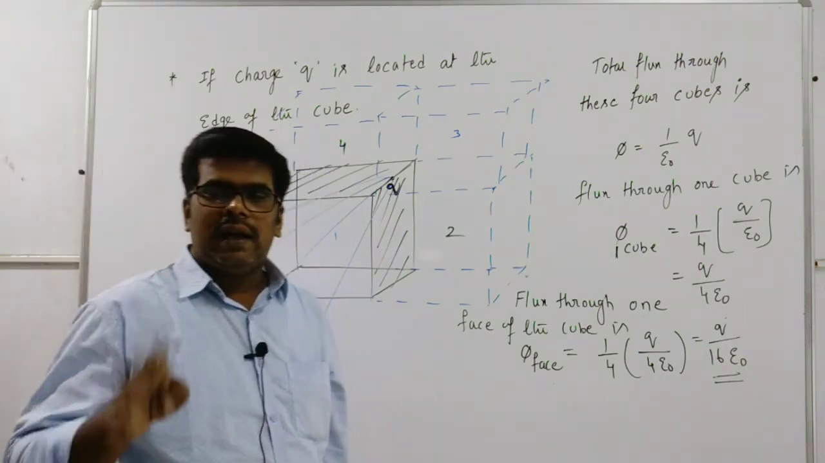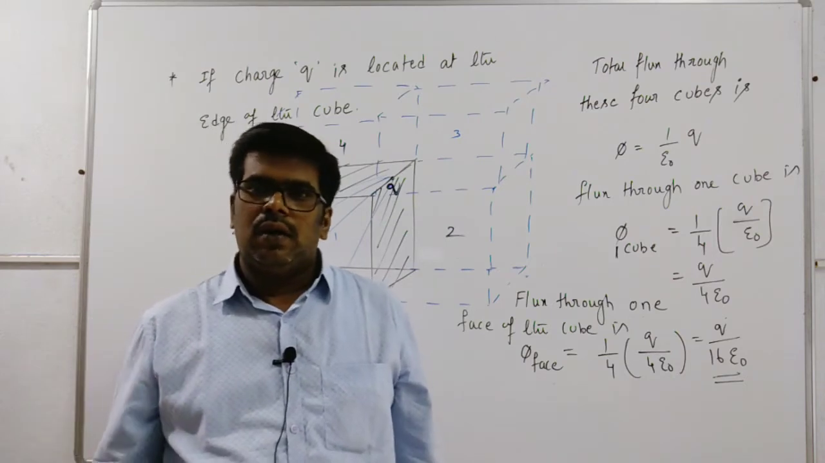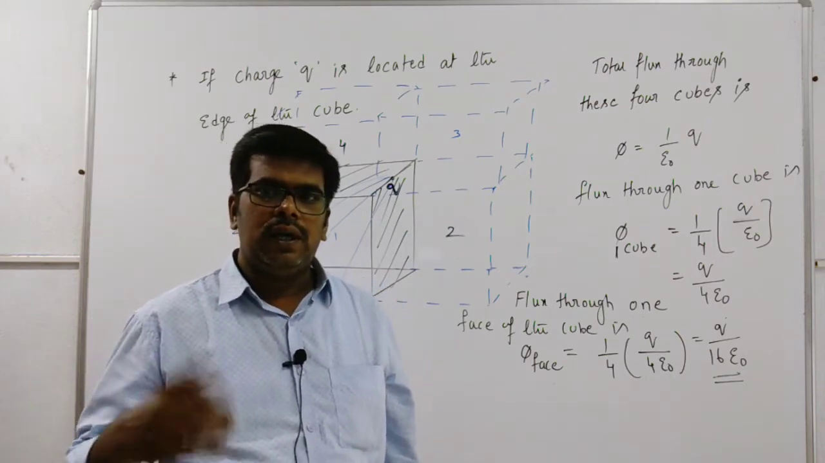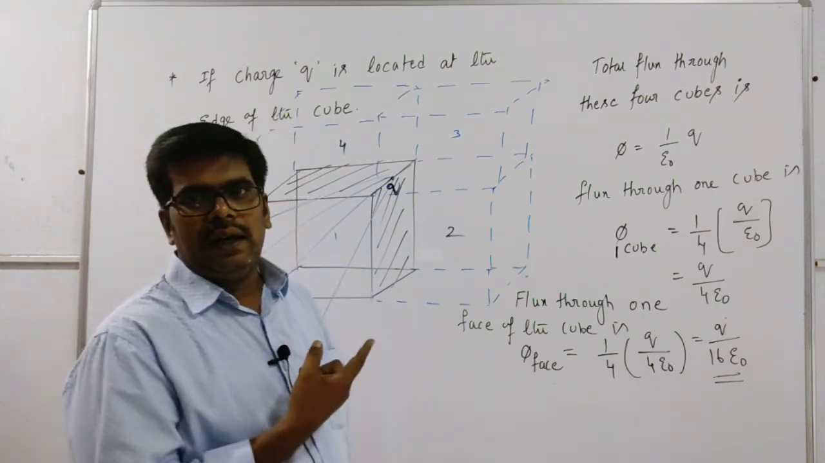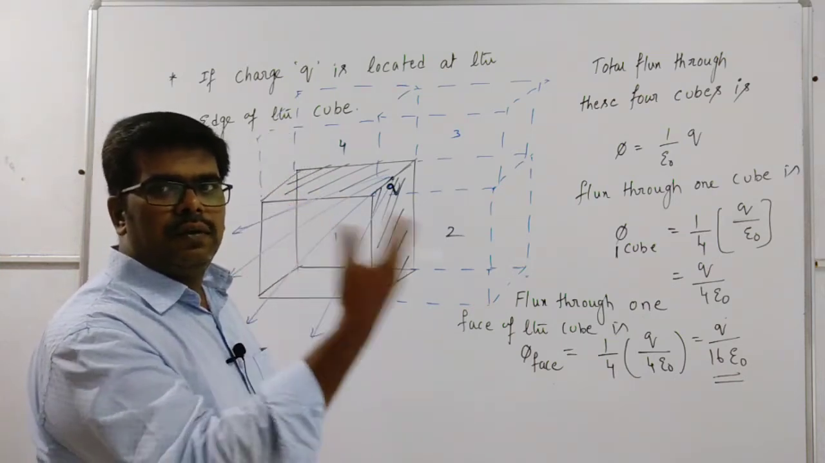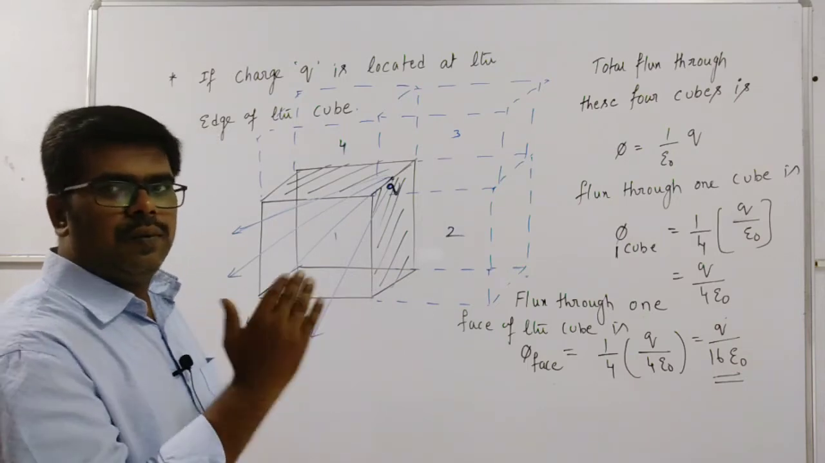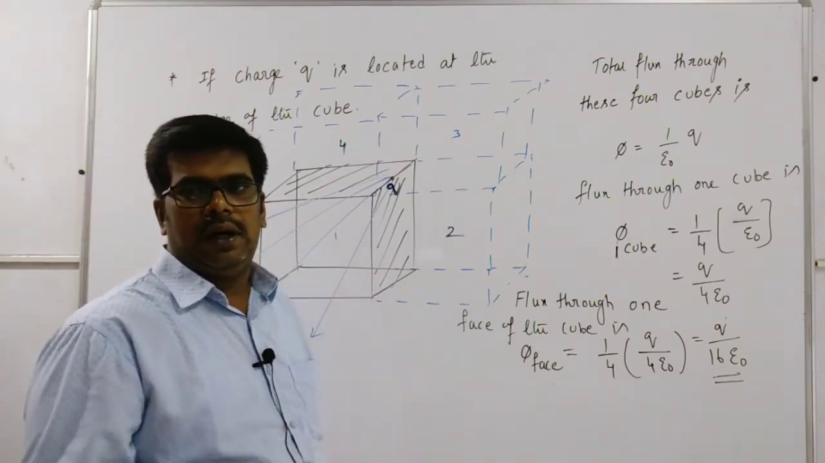The charge is located at the center of the cube. Total flux is q by epsilon naught. Through each face is q by 6 epsilon naught. The charge located at one face of the cube, what is the total flux through the cube? It is q by 2 epsilon naught.